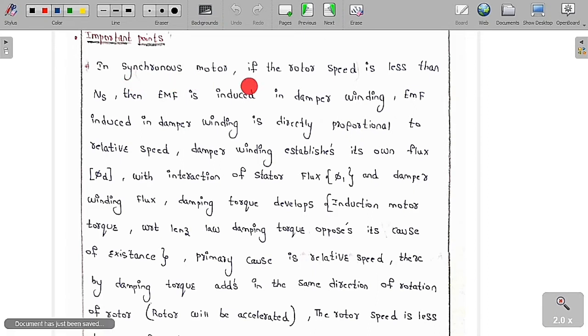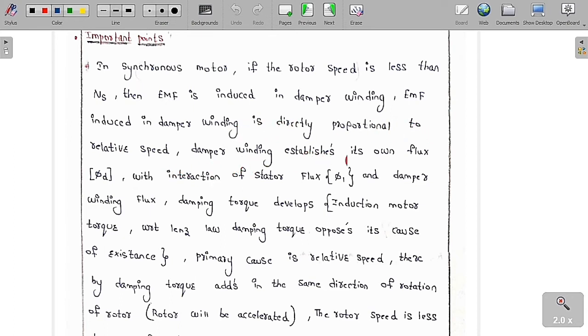In a synchronous motor, if the rotor speed suddenly varies and becomes less than Ns, then EMF is induced in the damper winding because there is a relative difference between them. Because of that, the flux is going to cut the damper winding, so EMF is going to be induced in the damper winding. It is directly proportional to the relative speed.